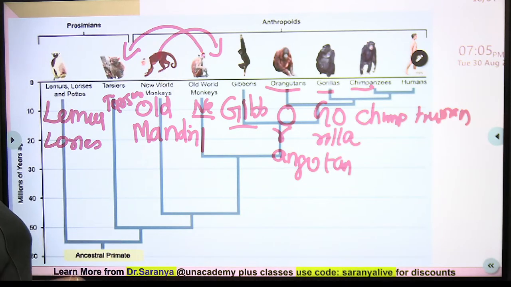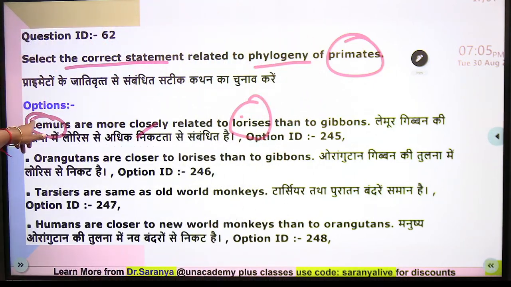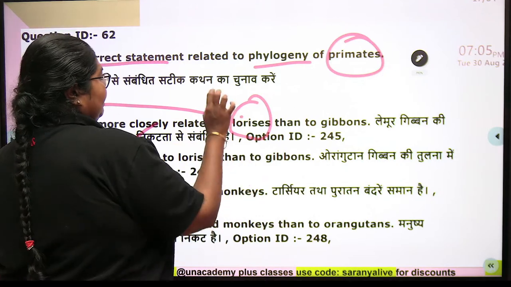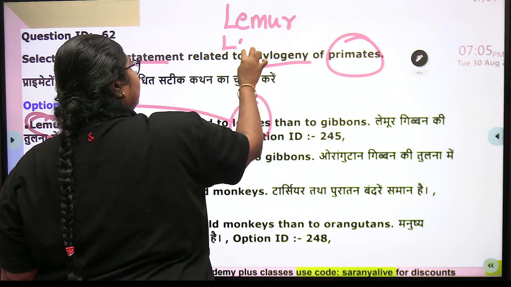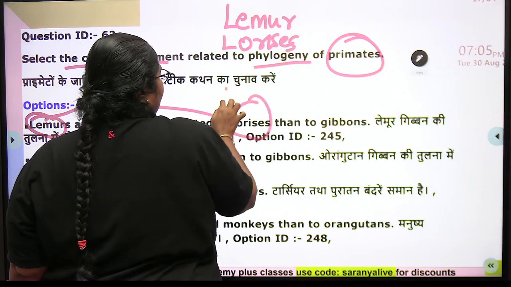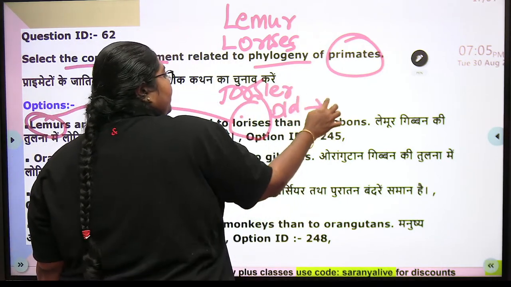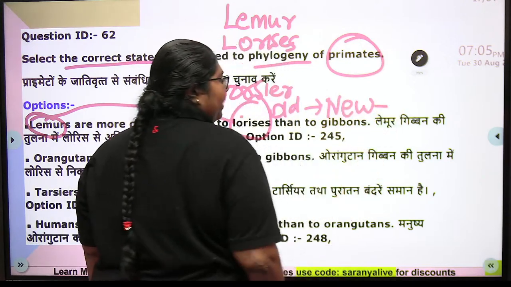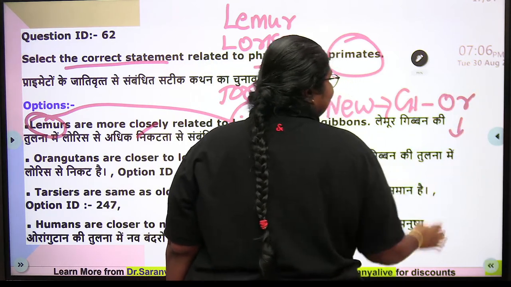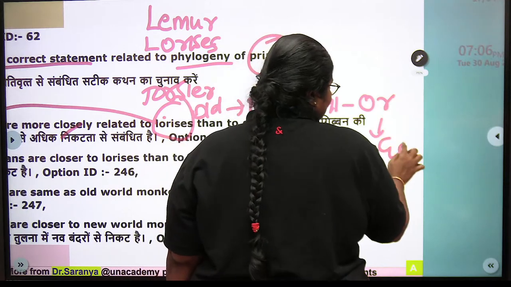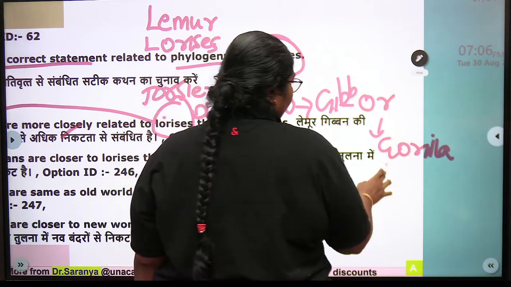Now let us take this question. It is going to be simple for you. Lemurs and lorises are very close, more than the gibbons, because I told you the order. It is lemur, then loris, then tarsier, then old age monkey, then new age monkey. Then it is gibbon, then orangutan, and then gorilla. So this is gibbon. Gibbon, gorilla, don't confuse.